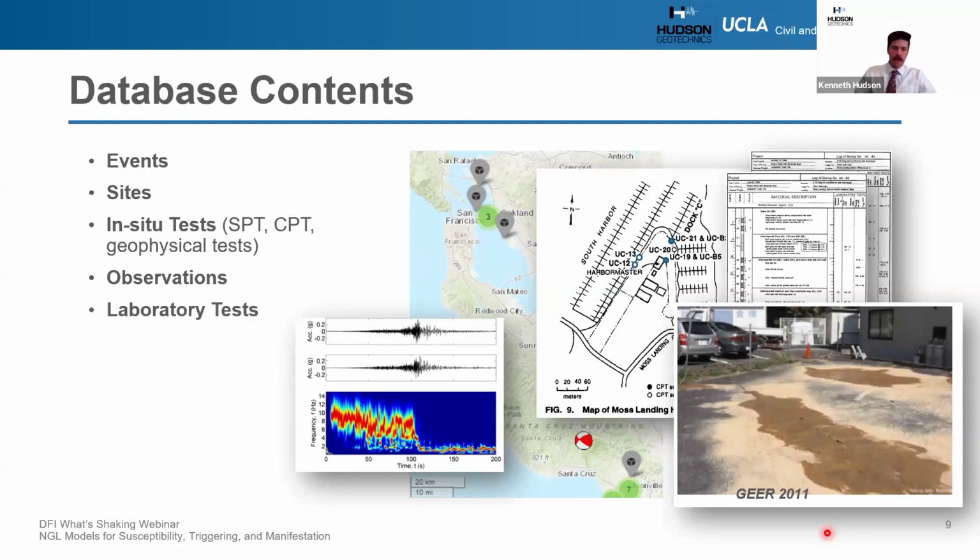And then we recently also expanded it to include a bunch of different types of laboratory tests. Of course, all the common index tests you would think of, like Atterberg limits or grain size distribution, but now we also have a big component that hosts cyclic direct simple shear and triaxial tests, and a lot of liquefaction tests within that realm.